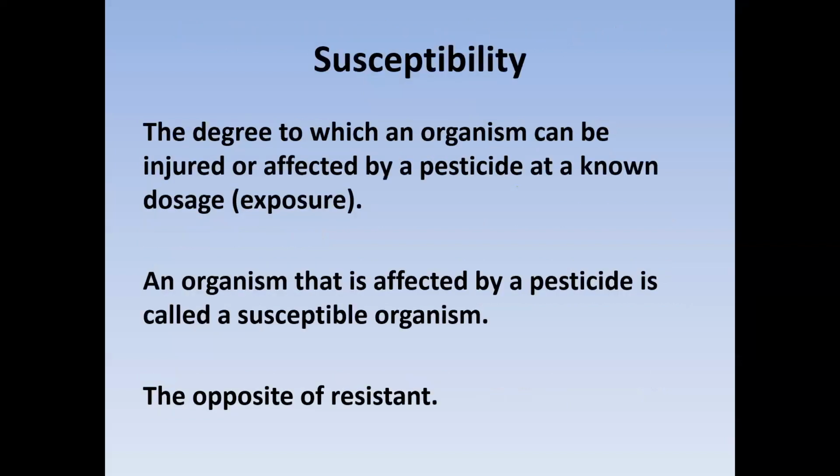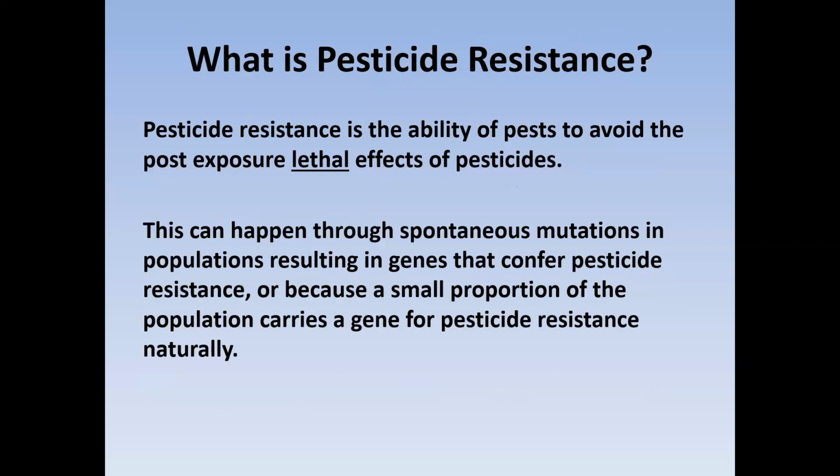Okay, susceptibility. That's the degree to which an organism can be injured or affected by a pesticide at a known dosage or exposure. An organism that is affected by a pesticide is called a susceptible organism, and the opposite is resistant. And what is pesticide resistance? Pesticide resistance is the ability of the pest to avoid the post-exposure lethal effects of pesticides. I stress lethal because pesticides can often knock an insect down, but it will recover. Now, the resistance can happen through spontaneous mutations in populations resulting in genes that confer pesticide resistance, or because a small proportion of the population carries a gene for pesticide resistance naturally.